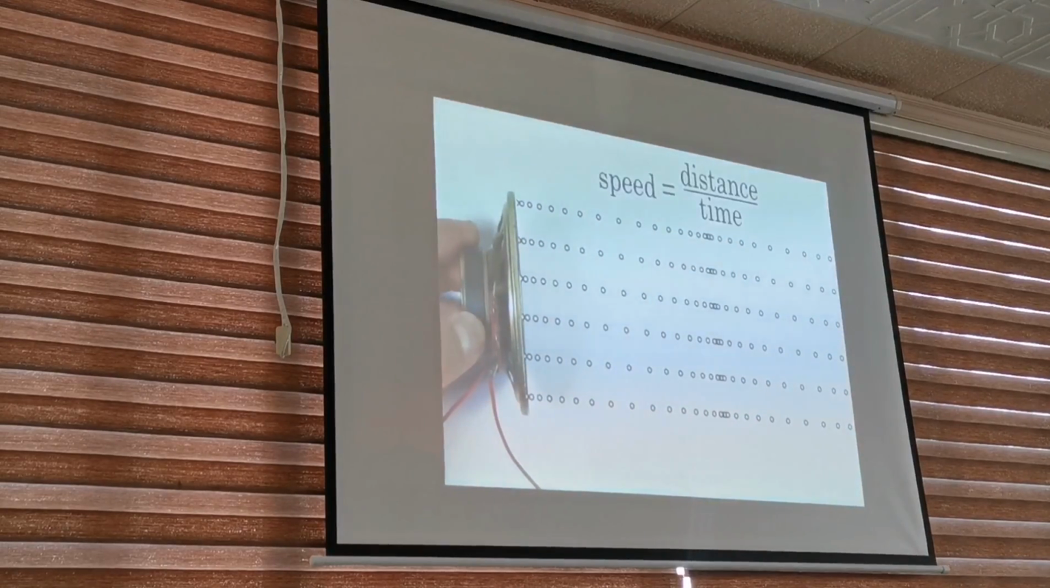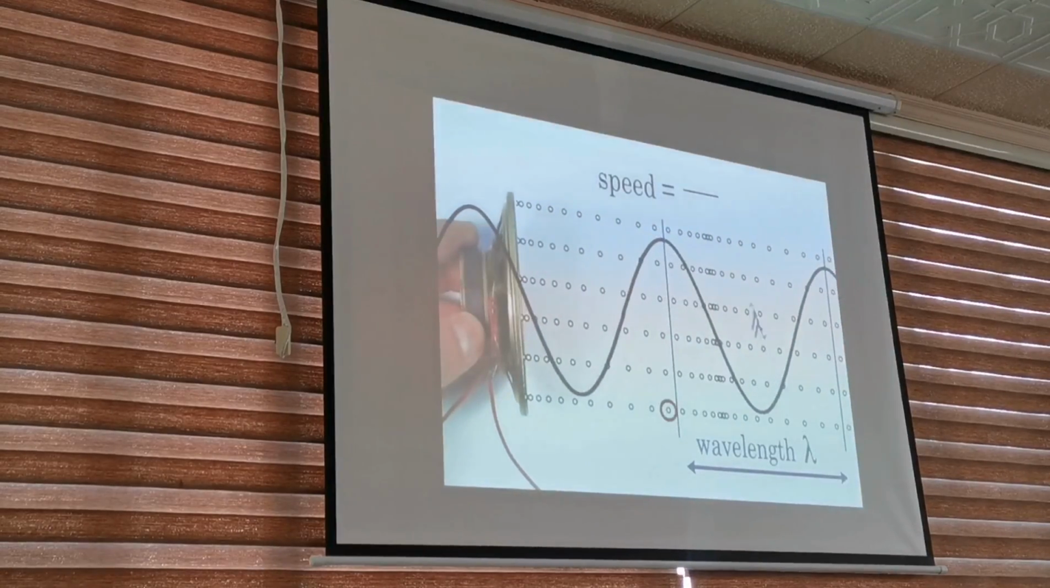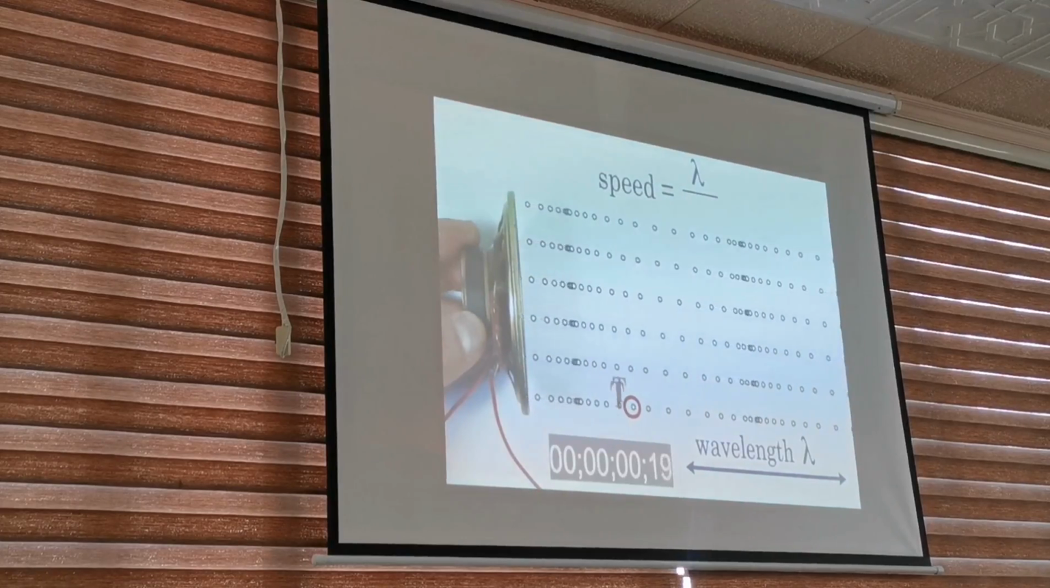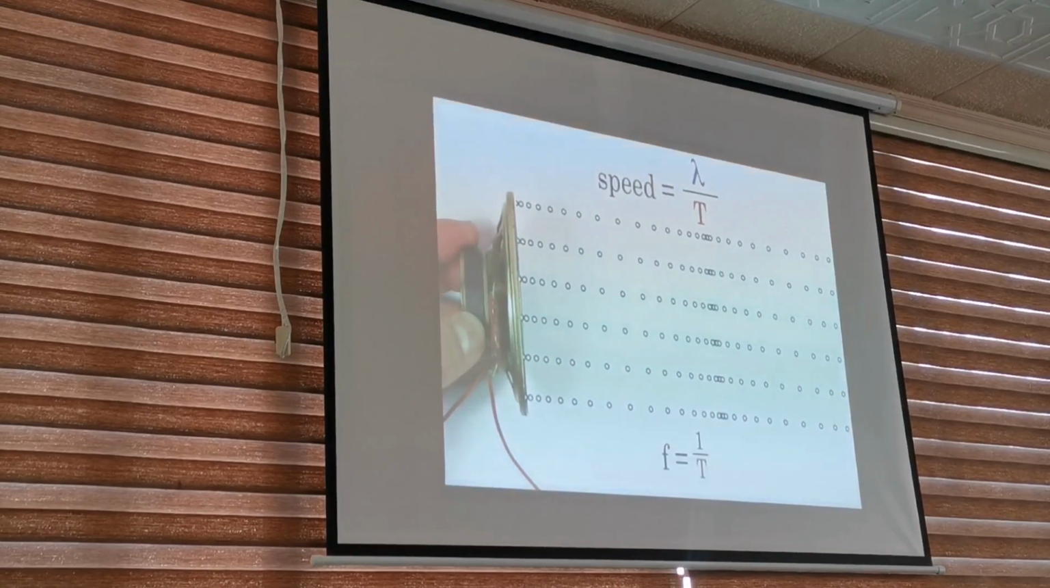Now, since speed is defined to be the distance per time, the speed of a sound wave has to be the wavelength of the wave divided by the period of the wave, since the wave is traveling forwards one wavelength per period. Or since the frequency is defined to be 1 over the period, we can rewrite this formula as speed equals wavelength times frequency.